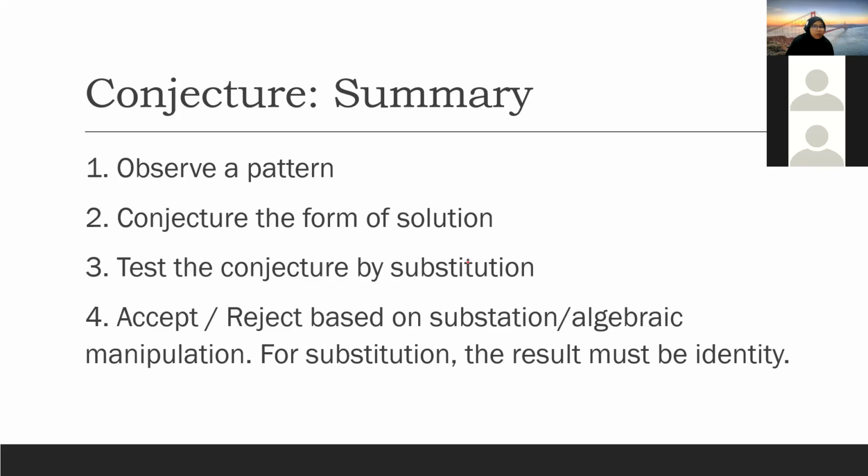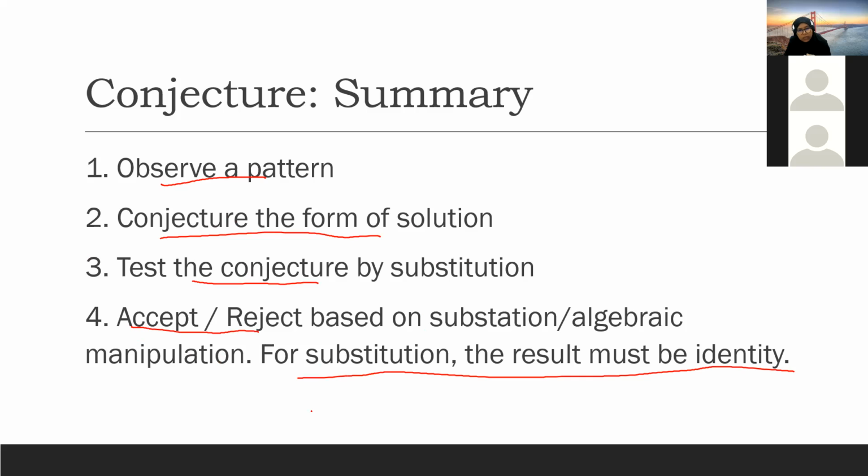So the summary of this one is, first, you observe the pattern, conjecture the form of solution, and test the conjecture by substitution, accept or reject based on substitution or by the algebraic manipulation. And for substitution, the result must be an identity. What does it mean by that? If you substitute any value, then it should be the same. It should be the same.